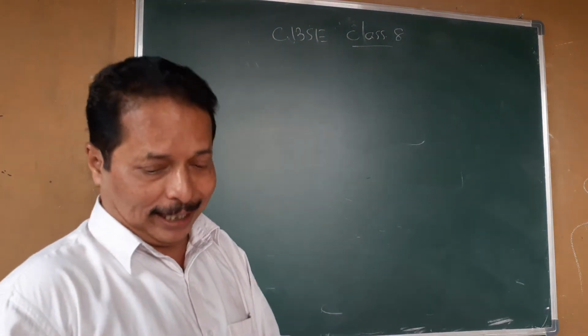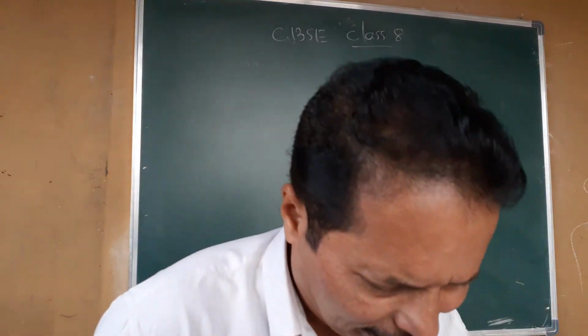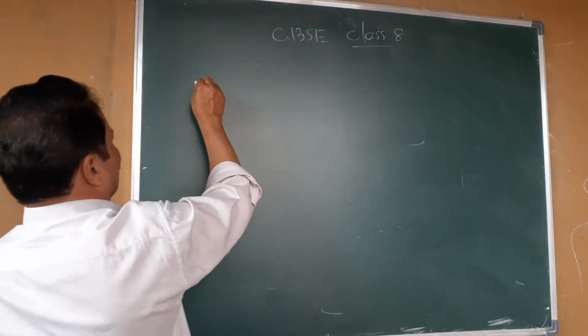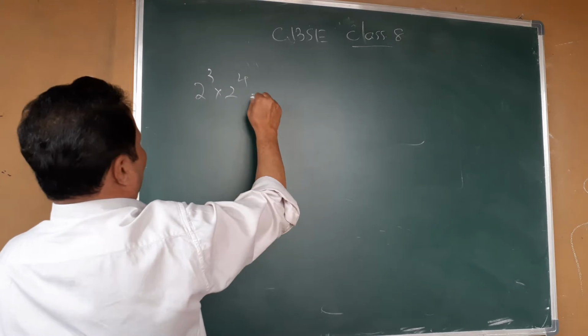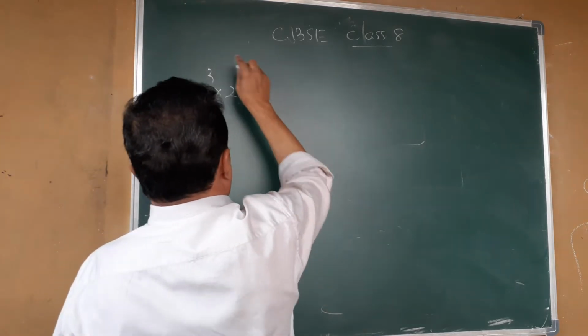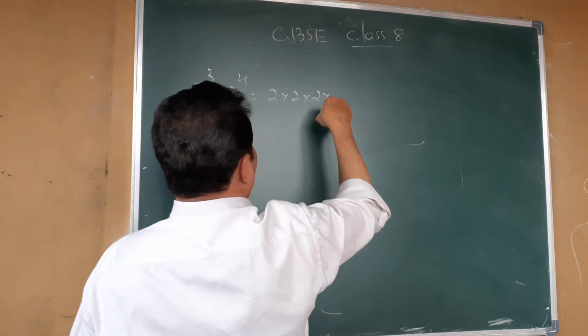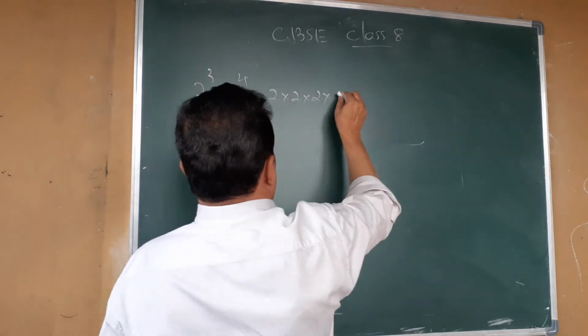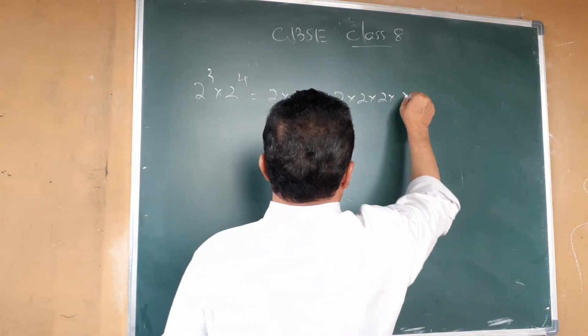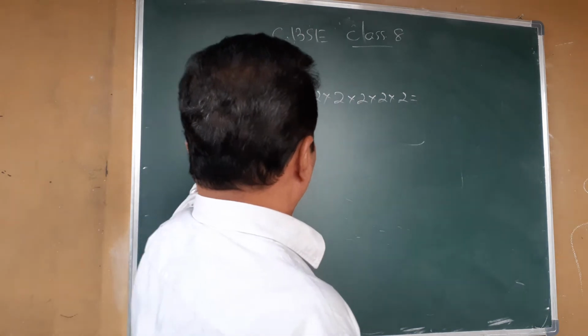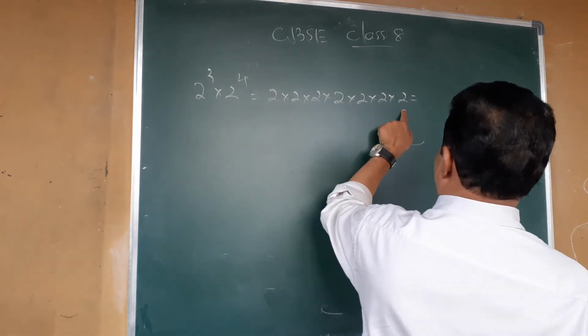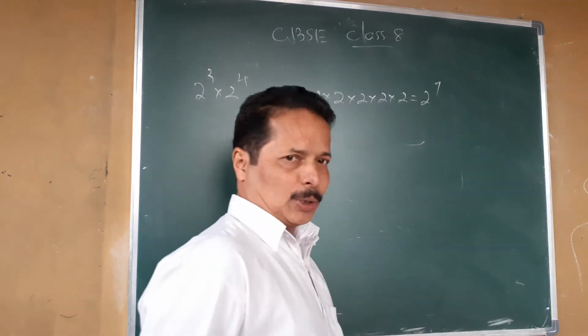The laws of exponents. Laws of exponents. Look here. 2 raised to 3 into 2 raised to 4 means 2 raised to 3 is 2 into 2 into 2. Now already you studied that. 2 raised to 4 is 2 into 2 into 2 into 2. That is 4 times. Total 1, 2, 3, 4, 5, 6, 7. The answer is 2 raised to 7.